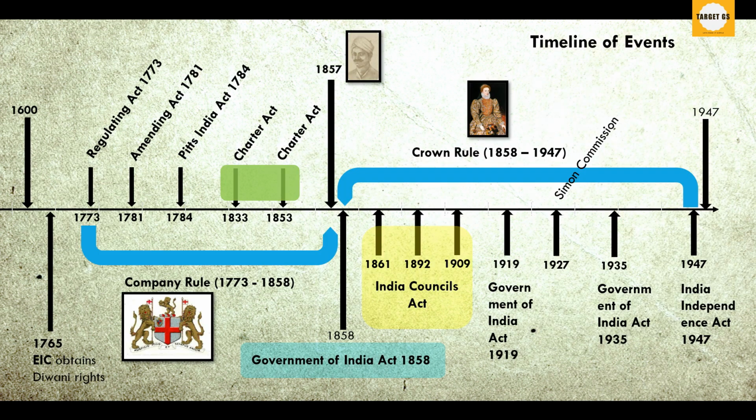So first, carefully observe this timeline. And now identify two things, that is the Company rule and the Crown rule. Company rule from 1773 till 1858 and Crown rule from 1858 till 1947. Now think, what are these Company rule and Crown rule? See, when the East India Company came in the year 1600 as traders, there were no such rules. So why did this Company rule start all of a sudden?